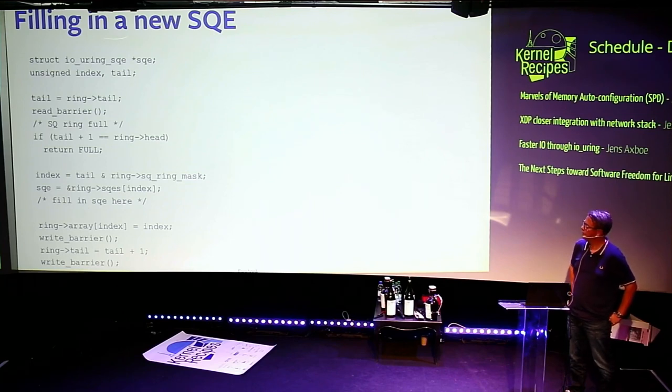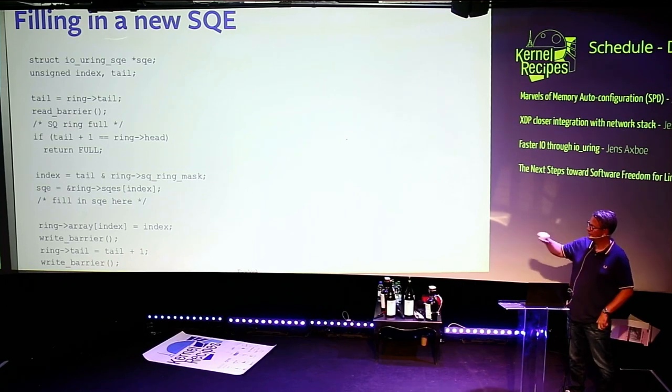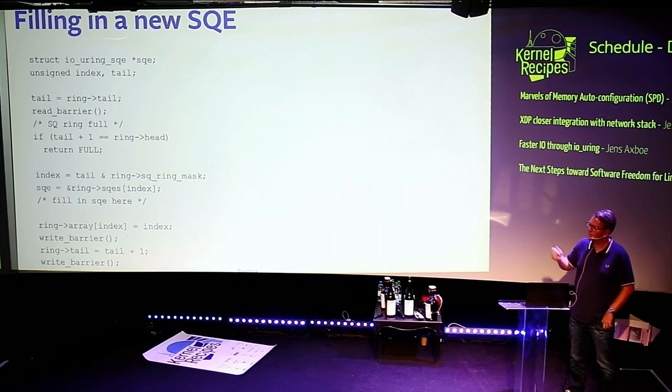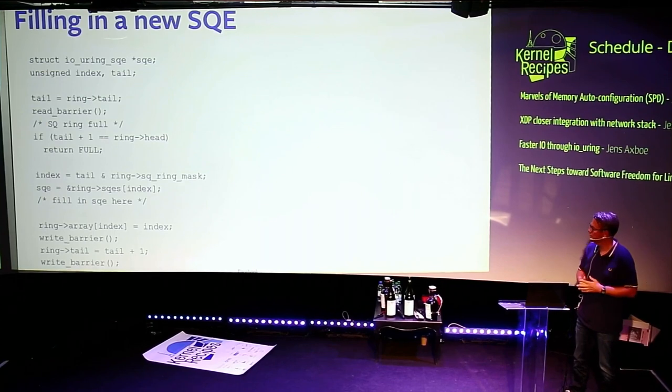And then once we've filled it in, we want to tell the kernel about it. So we fill in the index to the array and we do a write barrier, and then we update the tail and we do another write barrier. The reason why we do two is that once you've filled in the SQE, you want to ensure that the kernel will see all of that part of it if it sees the updated tail pointer.